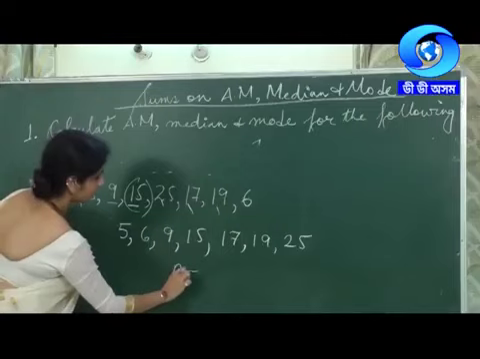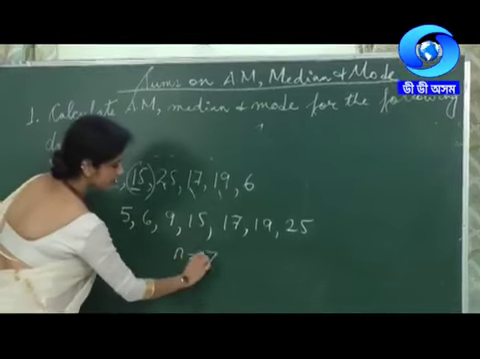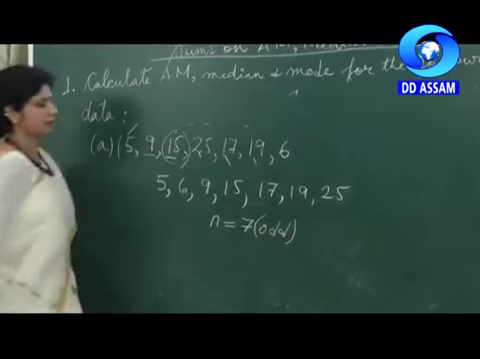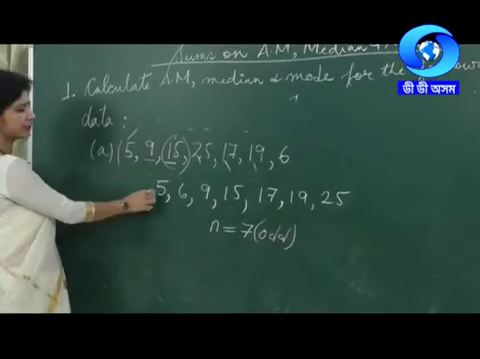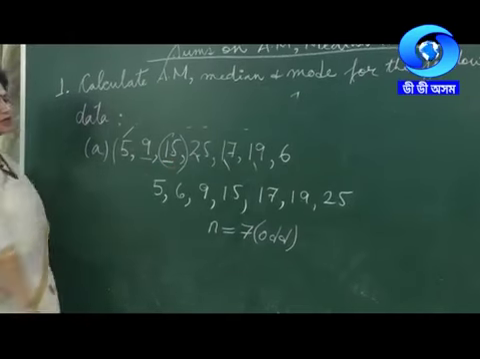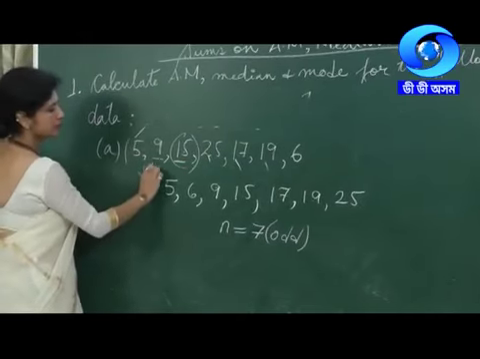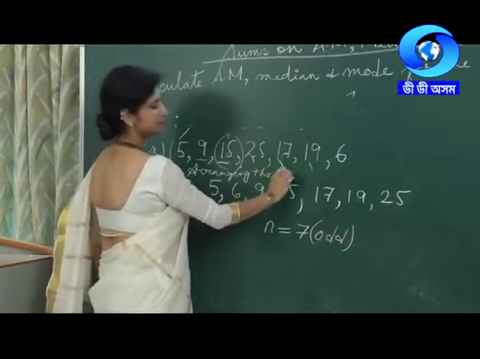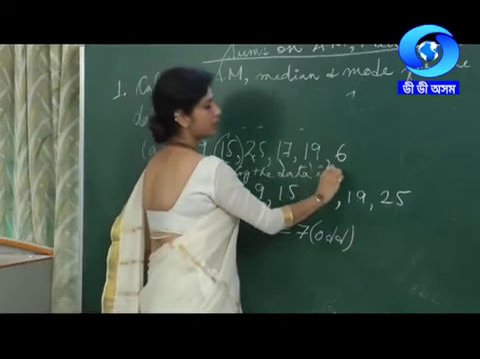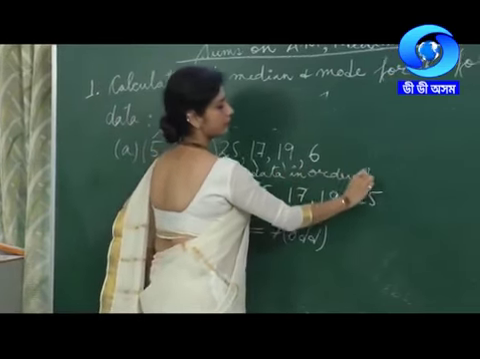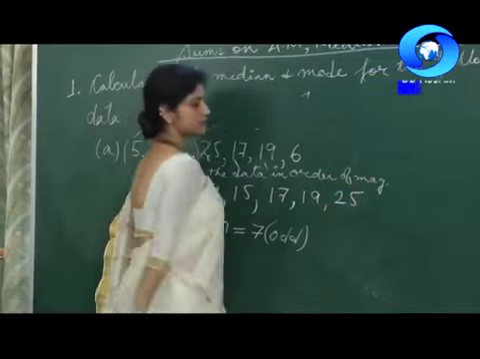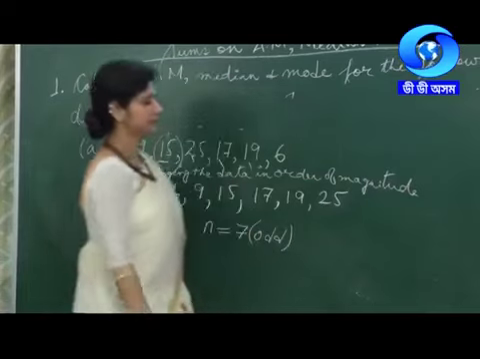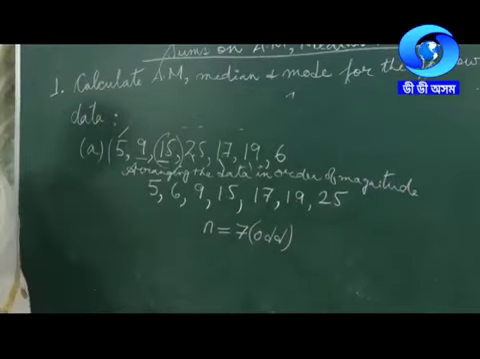So how many values are there? N is equal to 7, which is odd. Alright, so this is our first step, but we should write arranging the data in order of magnitude. This is important. Please write this. Okay, now we have arranged the data.